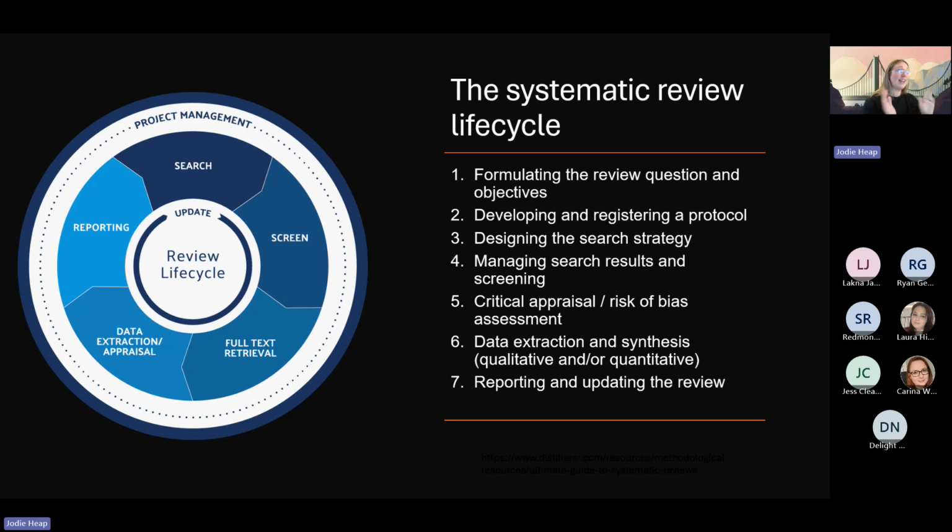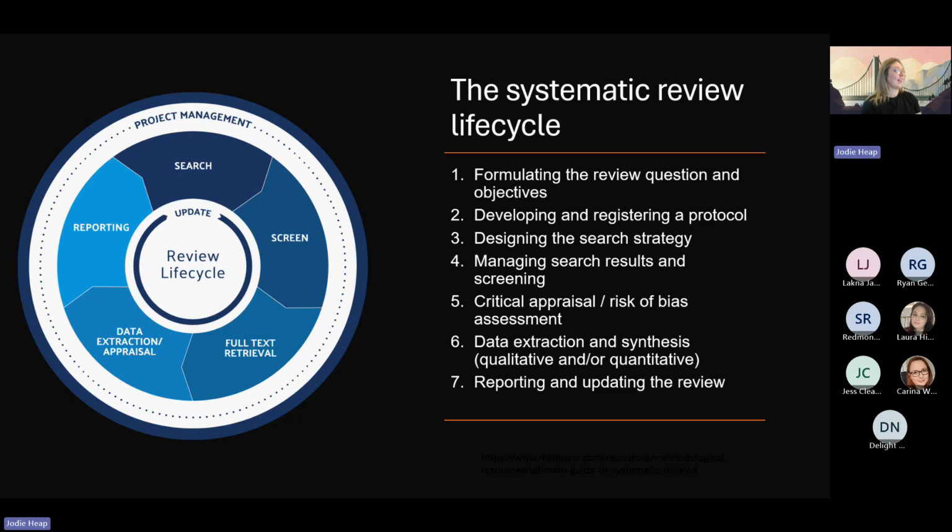Okay, so briefly, a systematic review life cycle is: we formulate the review question and the objectives. What would I like to find out? How will I know if I've met my criteria of finding out what I would like? We want to develop and register our protocol. So again, if we're doing this for a governing body or we want to publish the research, we want to be sharing our approach so that it can be vetted and approved and confirmed and is aligned with industry expectations.